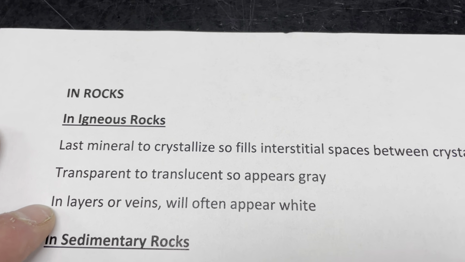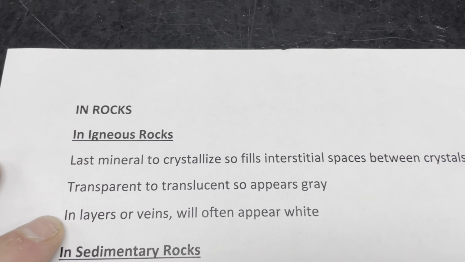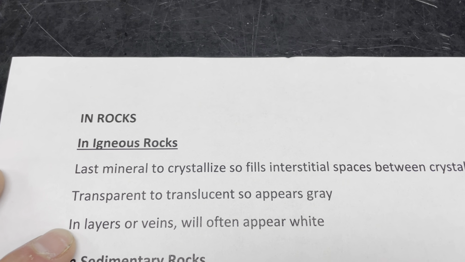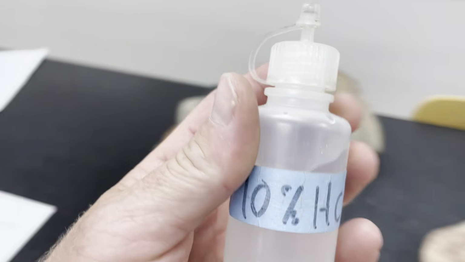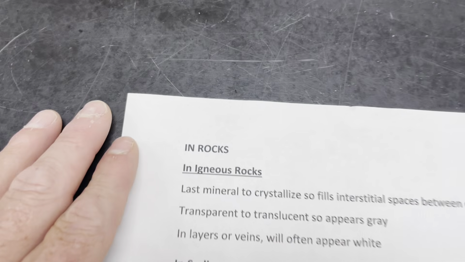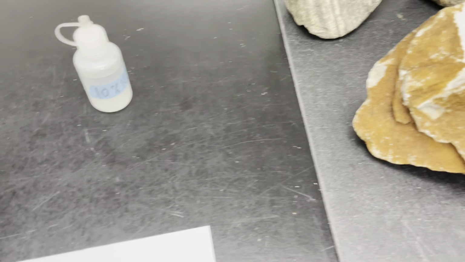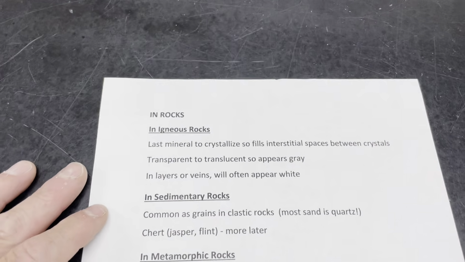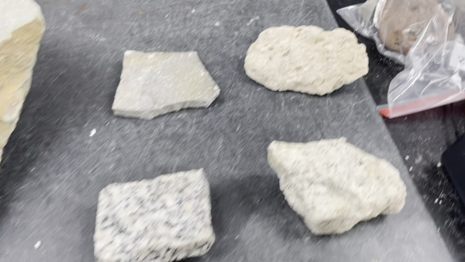When we see it in veins or some sort of layer in igneous rocks, a lot of times it's white. And this is why a lot of times geologists take little hydrochloric acid bottles out into the field. With white lines going through a rock, sometimes it's hard to distinguish quartz versus calcite, and so we use the acid to test that. Okay, let's look at some igneous rocks and quartz in igneous rock.